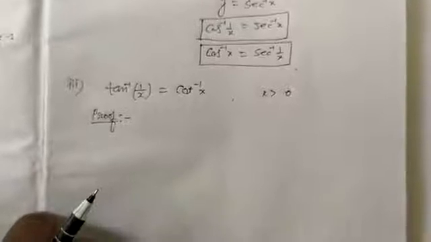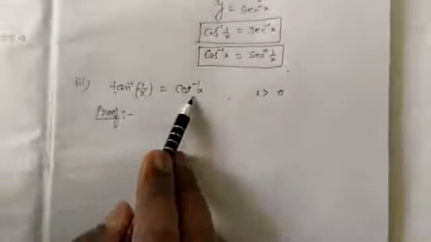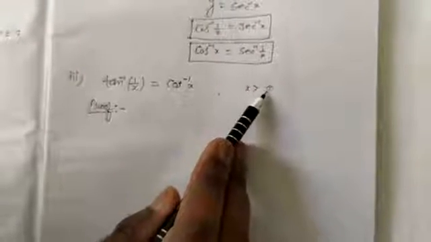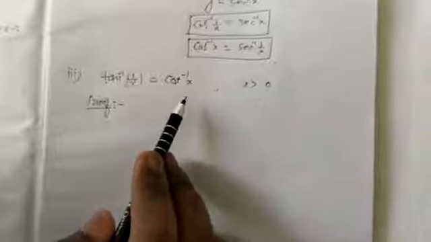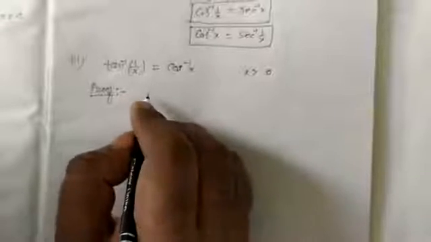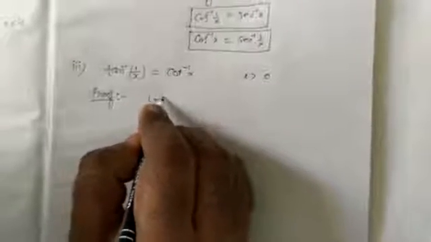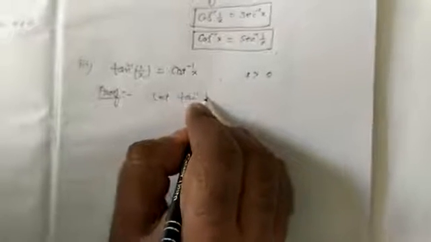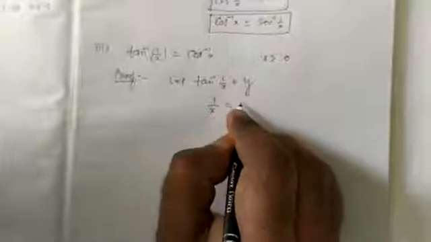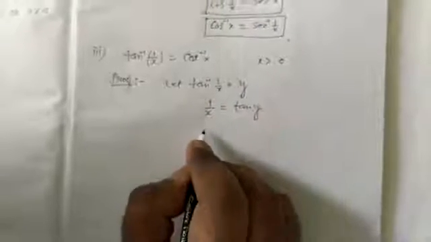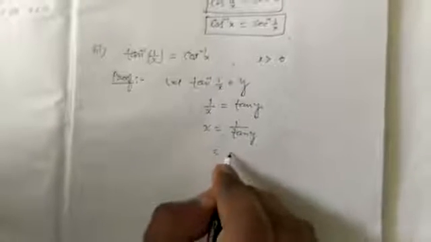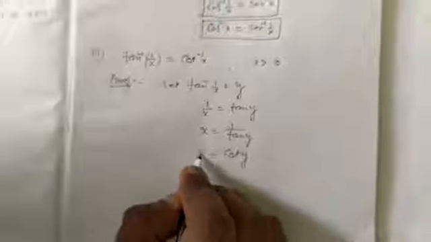Next property is tan inverse 1 upon x is equal to cot inverse x, where x is greater than 0. You can prove this property also, the same as discussed above. Let tan inverse 1 upon x is equal to y. Here 1 upon x equals tan y. Now find the value of x. This will be 1 upon tan y. 1 upon tan y you can write as cot y, so x equals cot y.